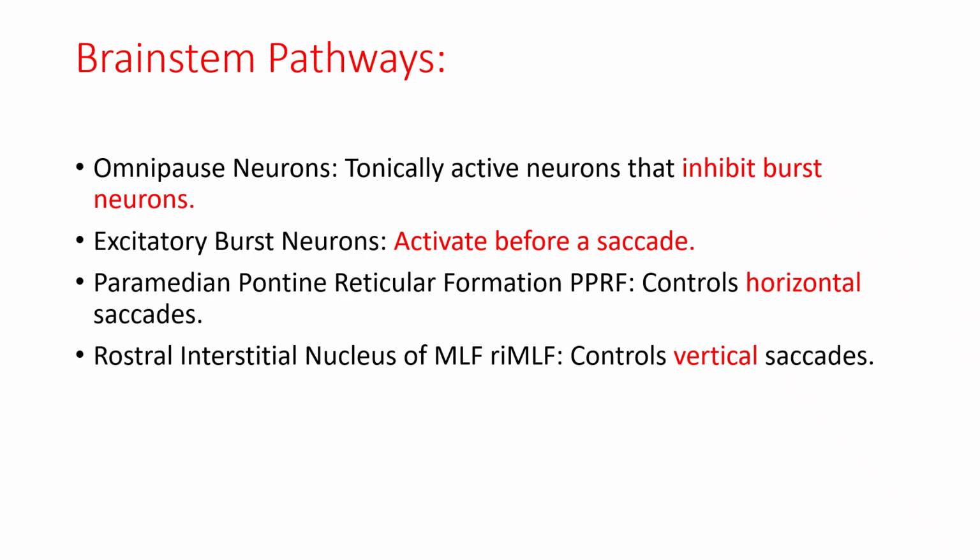Brainstem pathways, omnipause neurons. These are tonically active neurons that inhibit burst neurons. Excitatory burst neurons will activate before a saccade. Pontine paramedian reticular formation (PPRF) controls horizontal gaze saccades. Rostral interstitial nucleus of MLF (RIMLF) controls the vertical saccades.